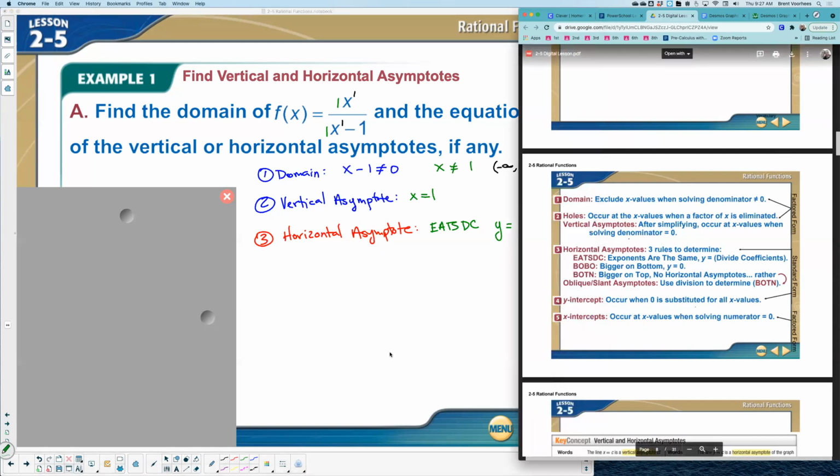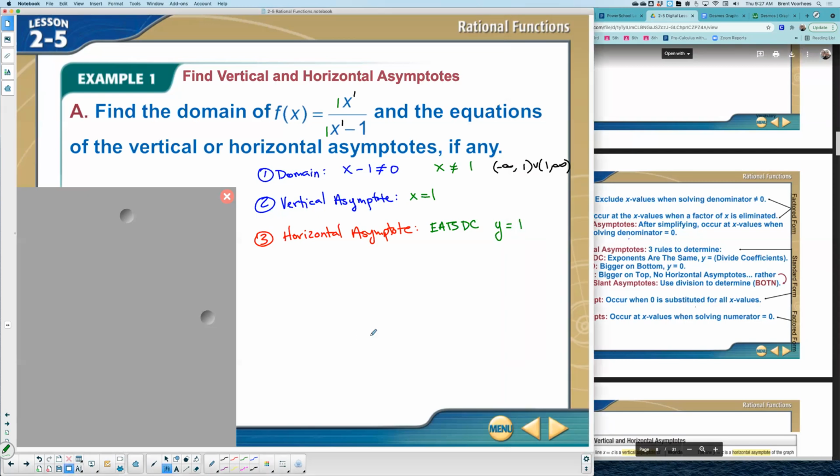The y-intercept occurs when 0 is substituted for all x values. This is new math. I'm going to change the color. The y-intercept will occur whenever we substitute 0 in for all x values. So it'll happen at 0 divided by 0 minus 1. What is 0 divided by anything? 0. This y-intercept will occur at 0. So it's just a 0 there over -1, so it's 0.